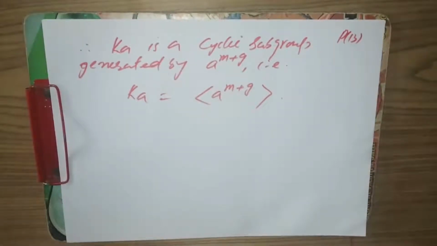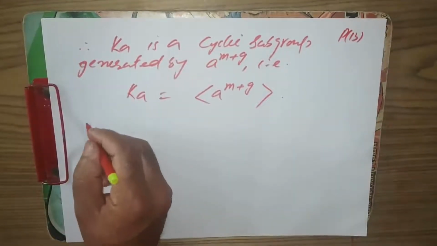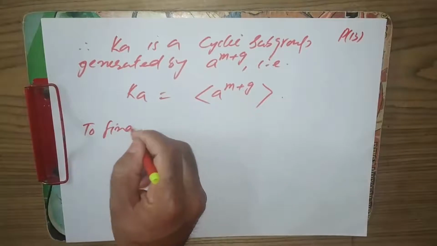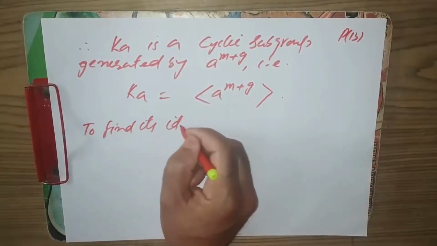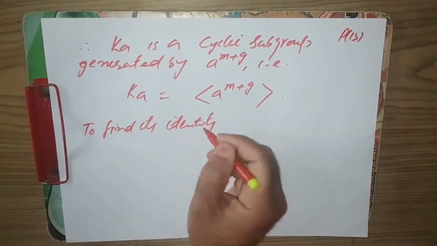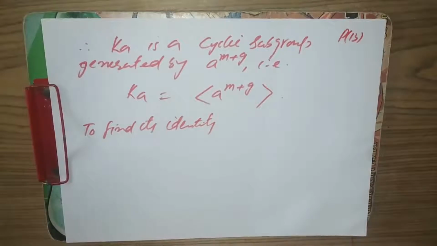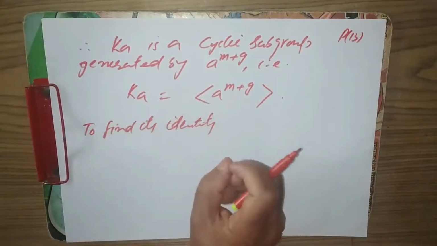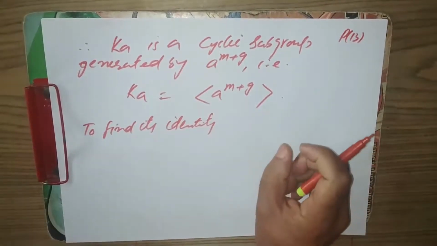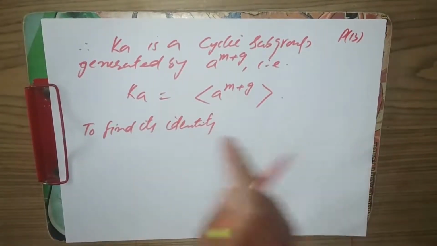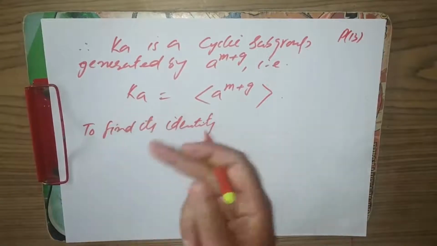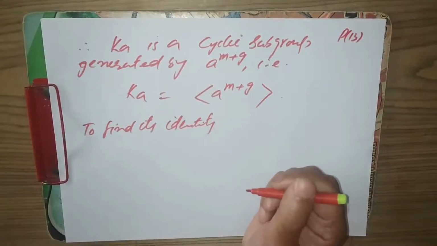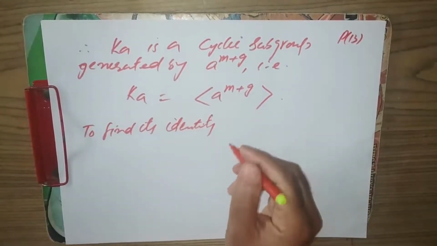Next, we find its identity also. To find its identity, we find an element in K which is an idempotent, because the identity is the only idempotent of a group. K is a group, so its identity must be its idempotent element. So let's find its idempotent element.